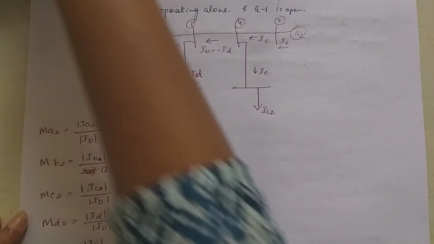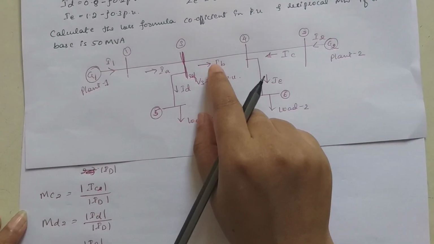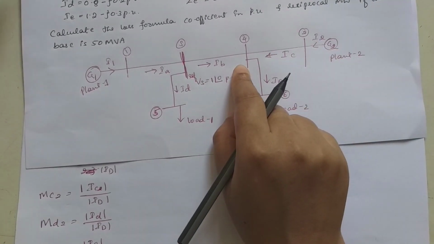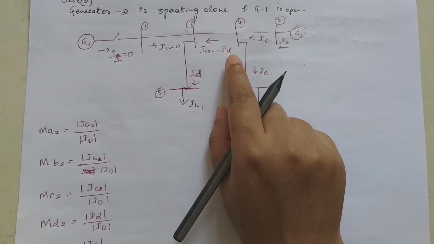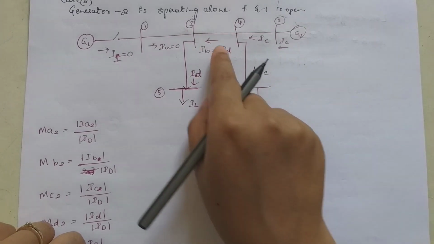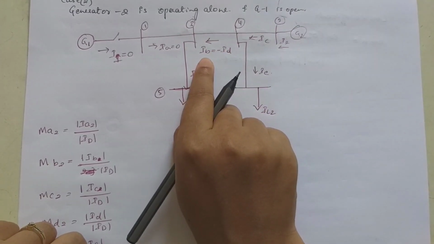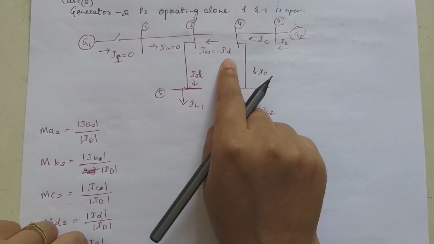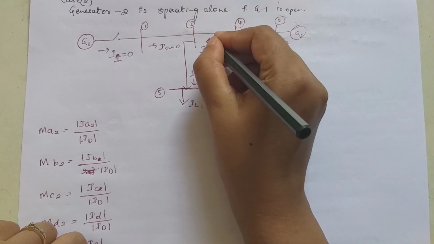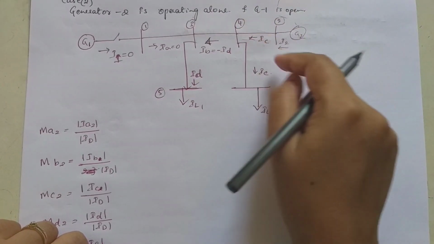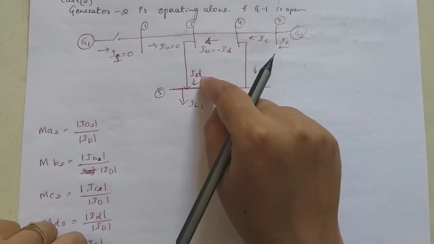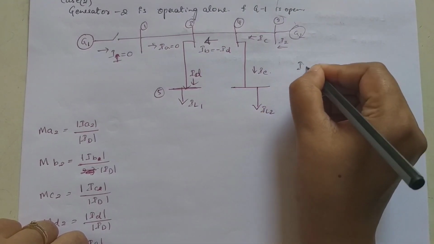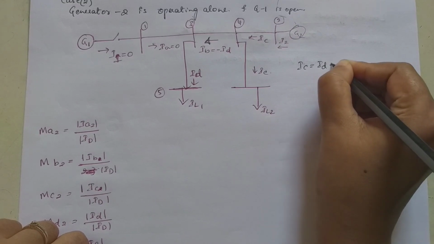Here in the actual network, IB direction is reversed. But here, the current is supplied by generator 2 when generator 2 alone supplies the demand, right? So the current direction has to be reversed. So IB is equal to minus ID, because we have reversed the current direction. So IC is equal to ID plus IE.